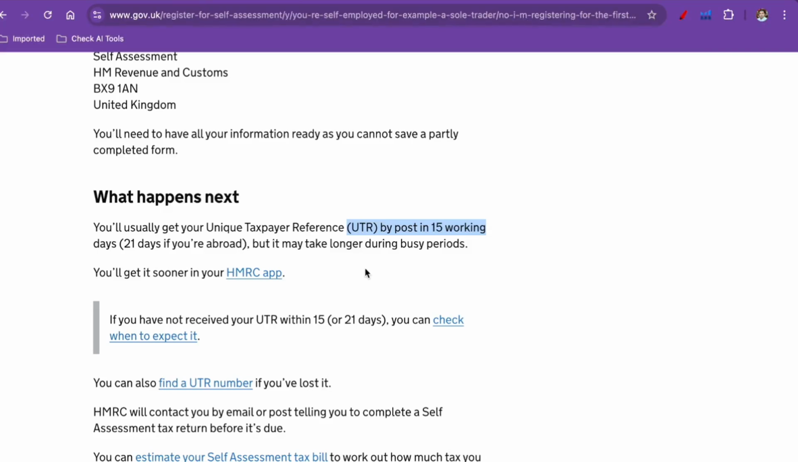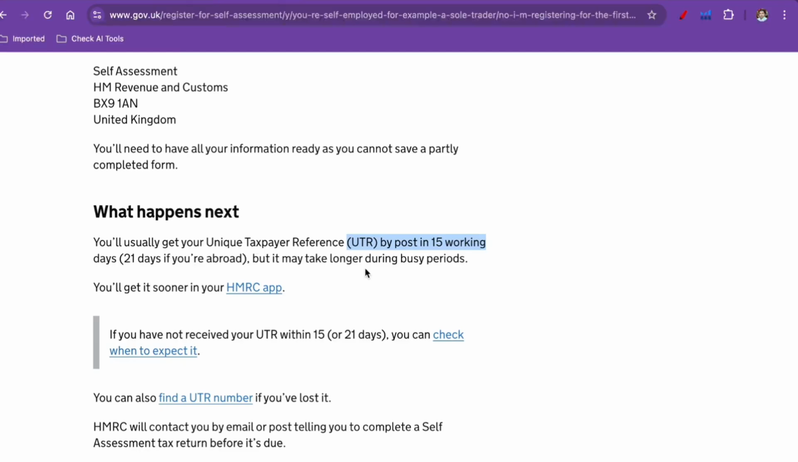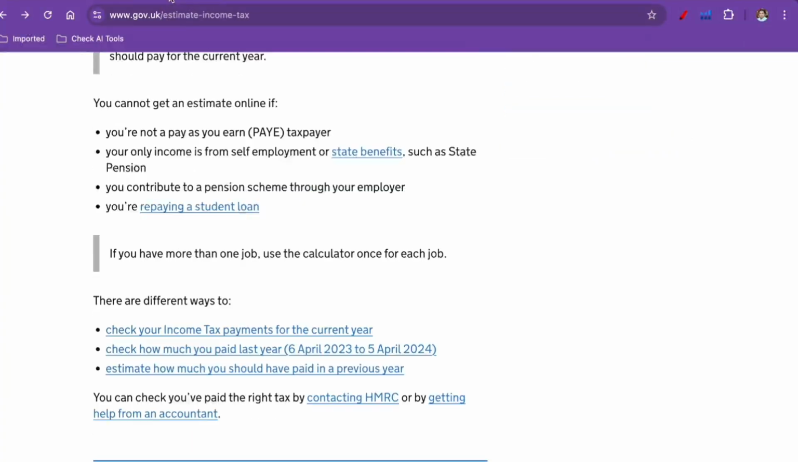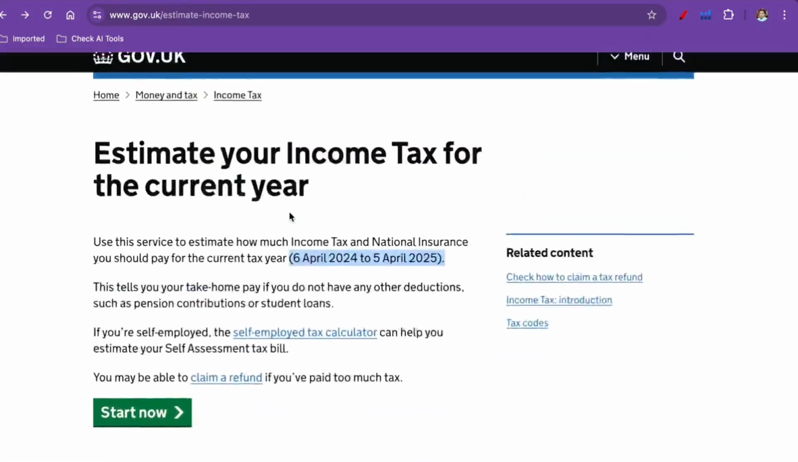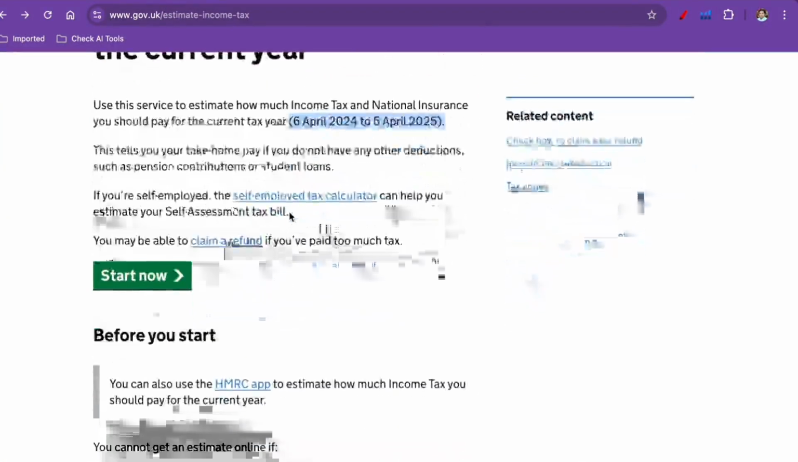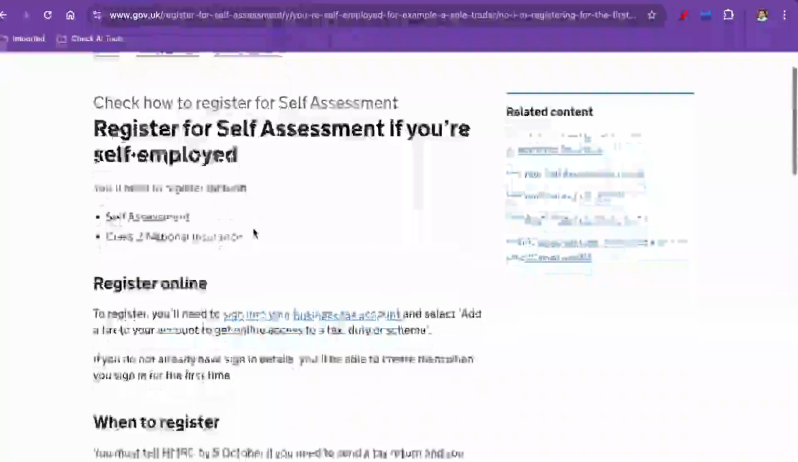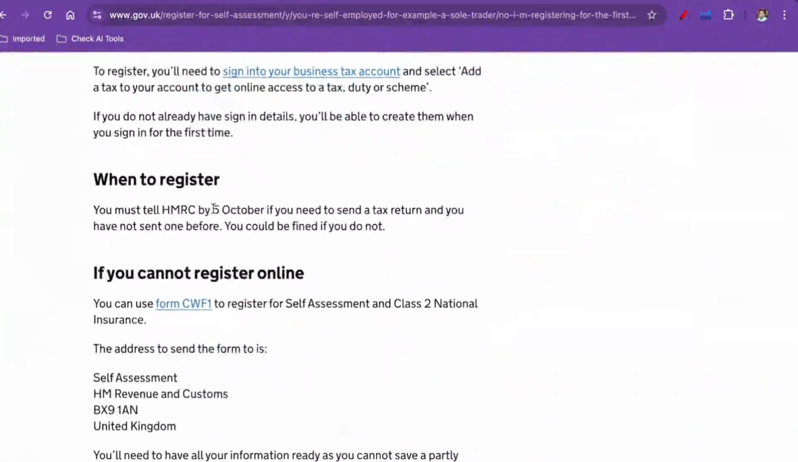Keep in mind, nowadays HMRC is very strict about it. So as soon as you start your self-employment, I recommend, and HMRC normally tells you, that you should register before October. For example, if you get registered before 5th of October, then it's good. Otherwise, you can register next year before October as well.